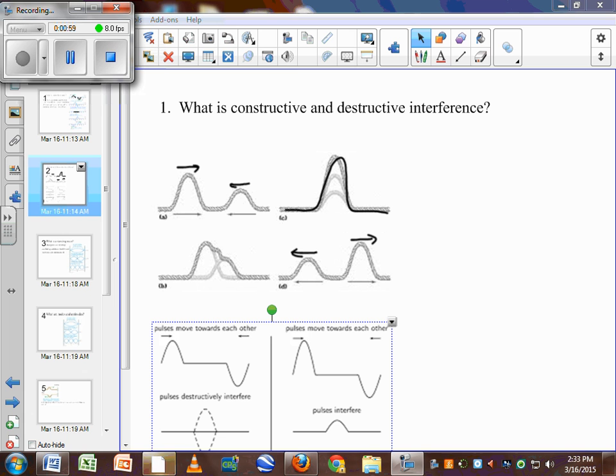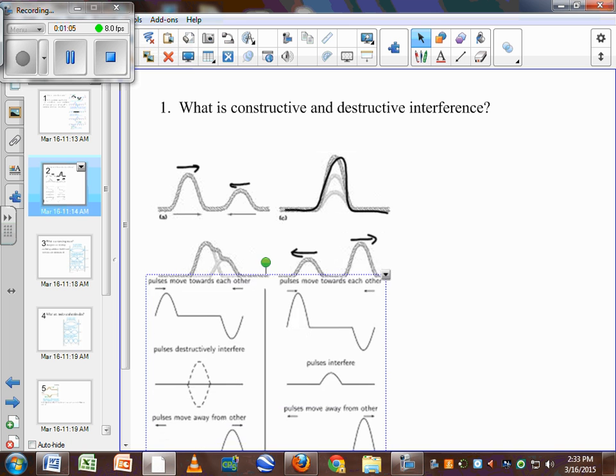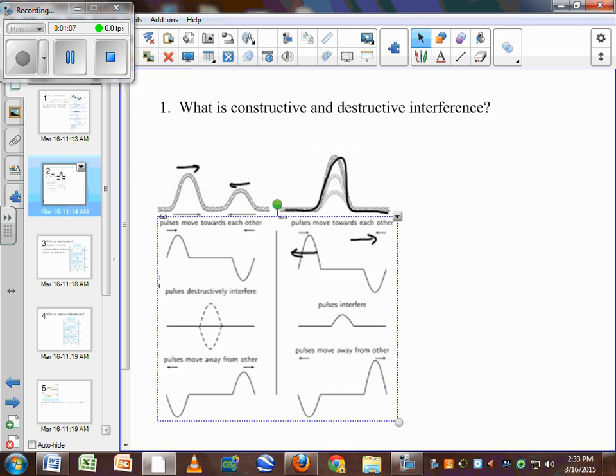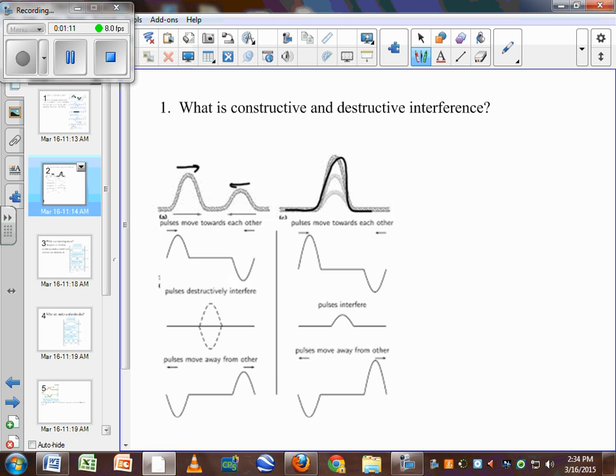Down below here, we have destructive interference. On the left-hand side, we have a wave going to the right, and then we have another wave coming over here from the left, and then when they superimpose, they're flat. They destroy each other, and that's destructive interference, and then the wave continues on unchanged.